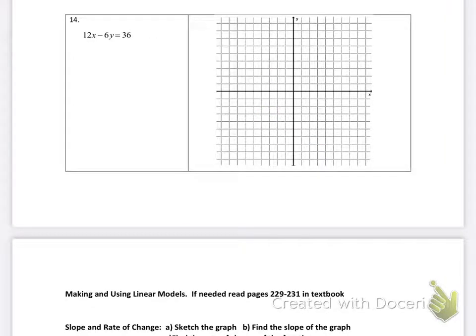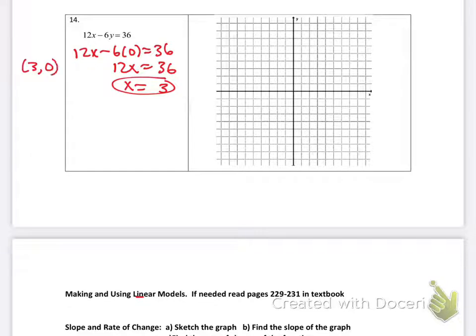So we'll try this one. 12x minus 6y equals 36. Put in a 0 for y. So 12x equals 36, divide by 12, x equals 3. So that's the point. X is 3 when y is 0. So I'm going to go over to 3 and put a dot.